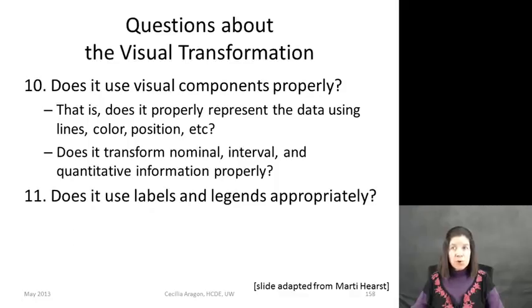Does it use visual components properly? That is, does it represent the data using lines, color, position, etc., as we discussed in the earlier lectures? Does it transform nominal, interval, and quantitative information properly? And does it use labels and legends appropriately?